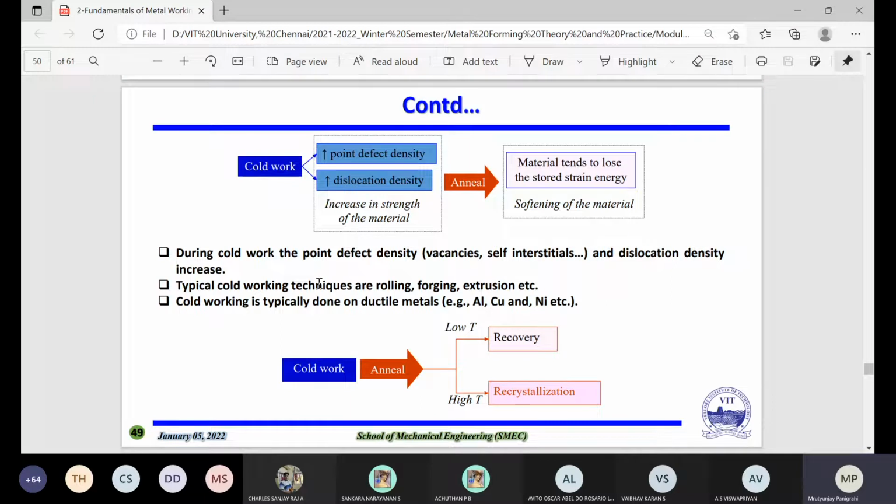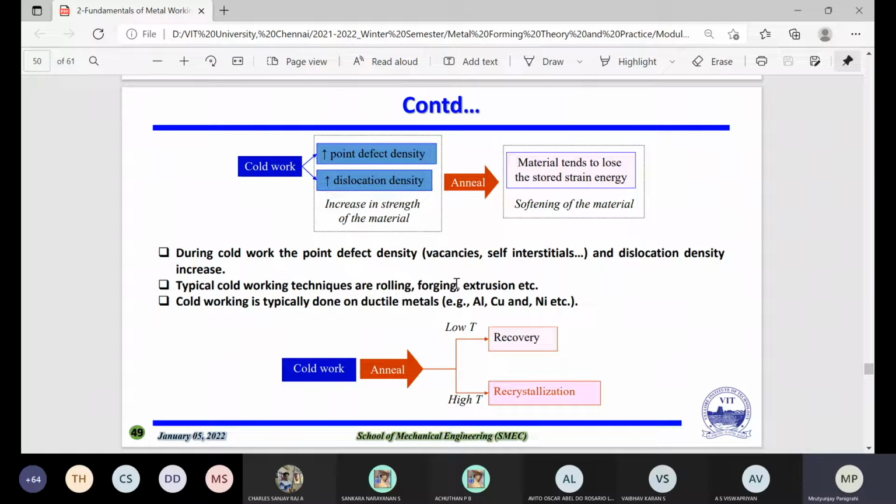So here also you have the cold work, then you are making the annealing, the recovery and the recrystallization. The recovery we normally get at a lower temperature, and the recrystallization we make at a higher temperature. Sometimes somebody will ask you, because when you are working in a heat treatment company, some materials are already established, in which technique they normally follow. So here I mentioned that during the cold work, the point defect density, whatever the vacancies or the interstitial atoms we have, and the dislocation density will automatically increase.